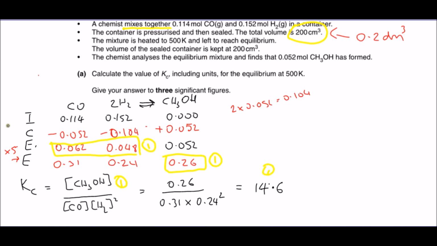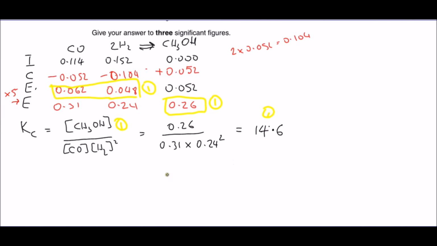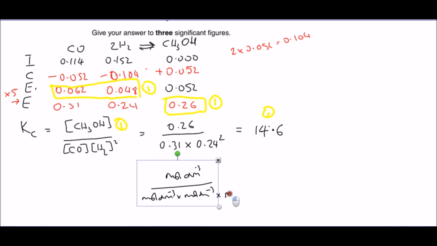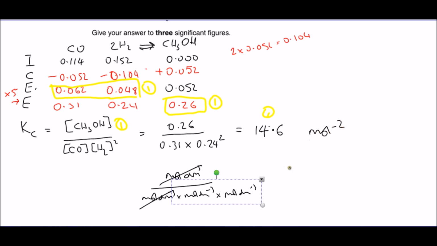So if we look at that KC, again we've got 1 lot of moles per decimeter cubed on the top. We've got 3 on the bottom. So we can cancel 1 lot out. So we've got 2 moles on the bottom, so they turn into moles to the -2 as they come up to the top. 2 lots of dm to the -3, so they become dm6. And we get the final mark for the units.